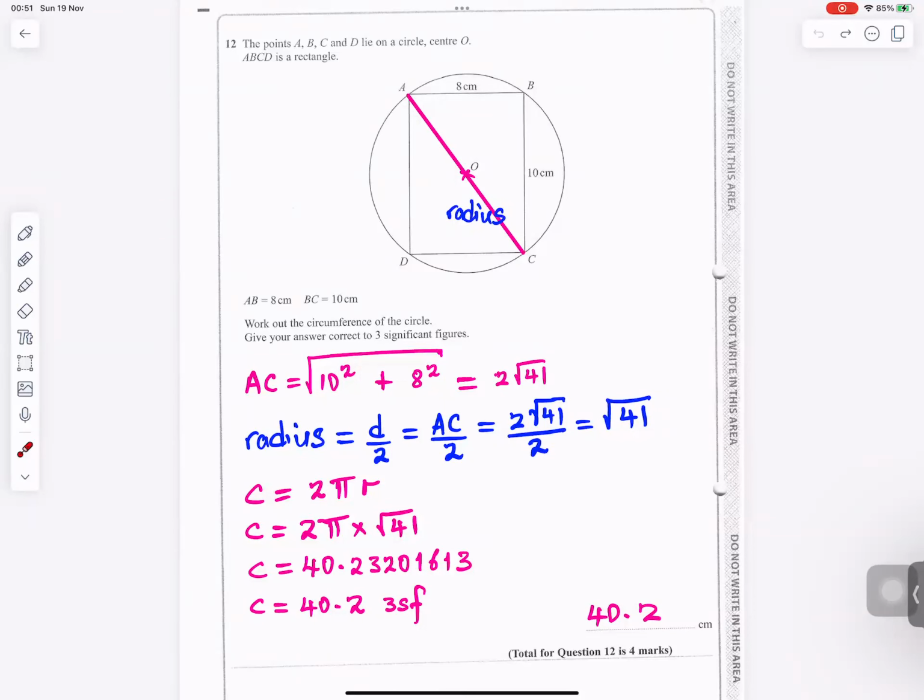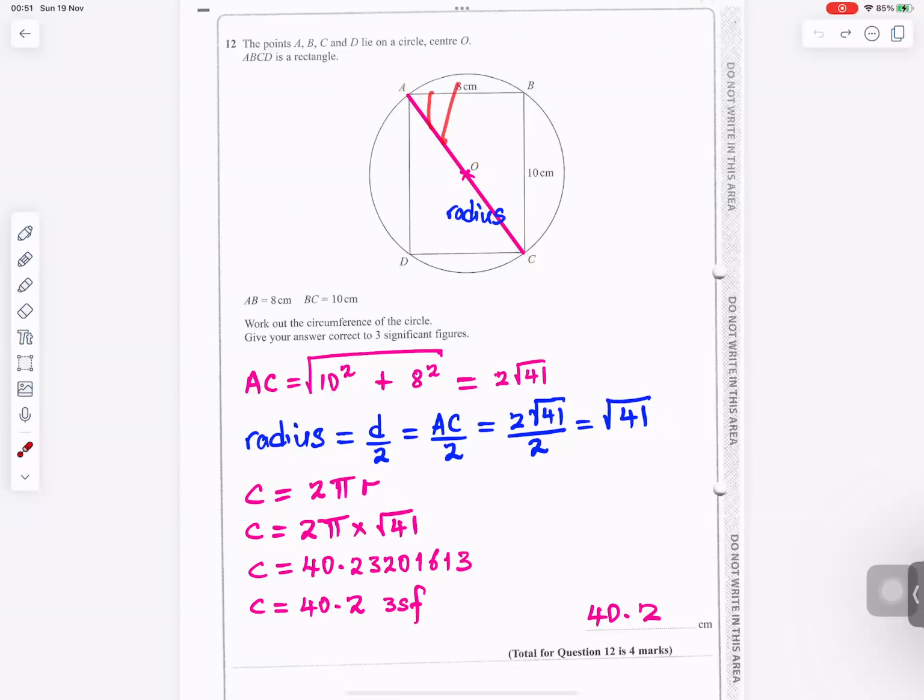For this question, it says work out the circumference of the circle. For circumference, you first need to know the formula. Circumference is 2 pi r. You must remember this. So what you do is you want to find the length of the diameter. It's a line that goes through the center.